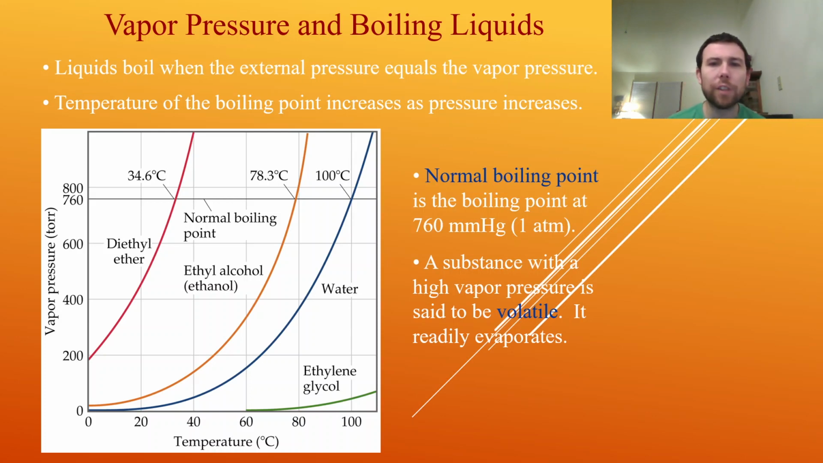A substance with a high vapor pressure is said to be volatile. Diethyl ether at a given temperature has a significantly higher vapor pressure than ethyl alcohol or water. Because of that high vapor pressure, we would say that diethyl ether is a volatile substance. All that means is that it's going to readily evaporate, so it's easier for its surface particles to escape into the gas phase.